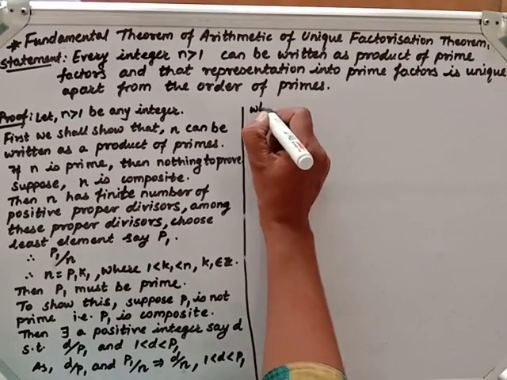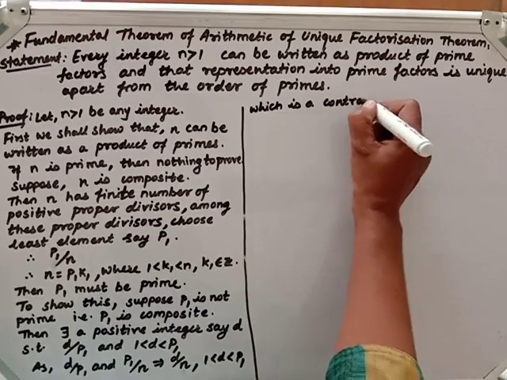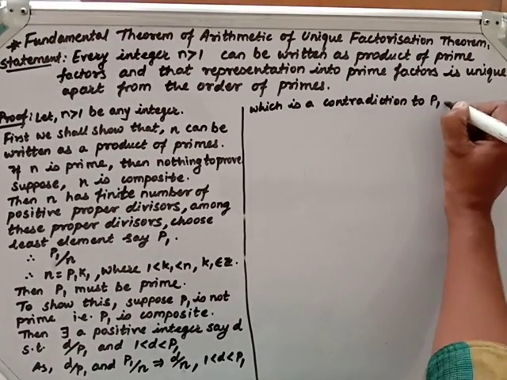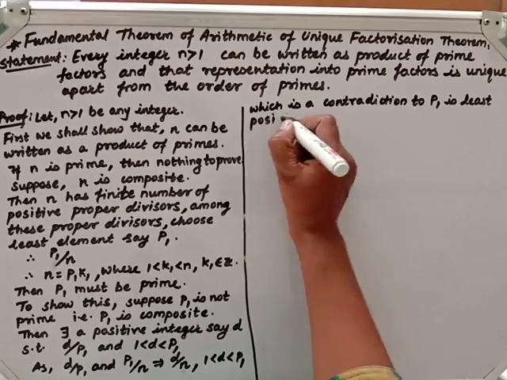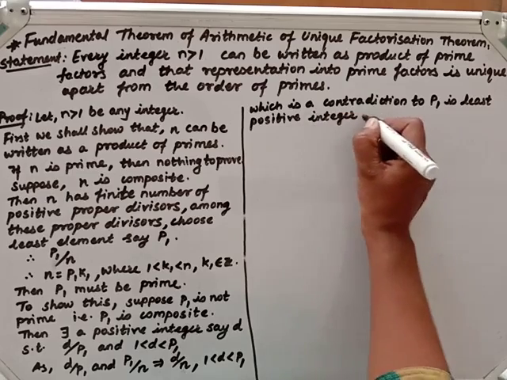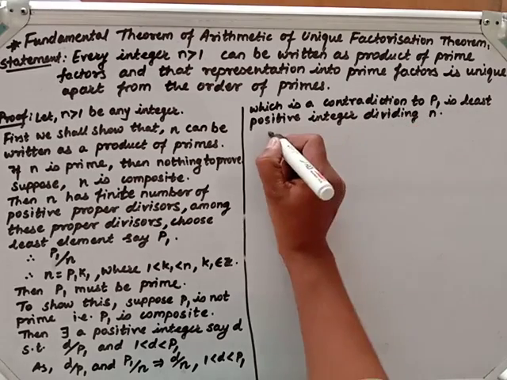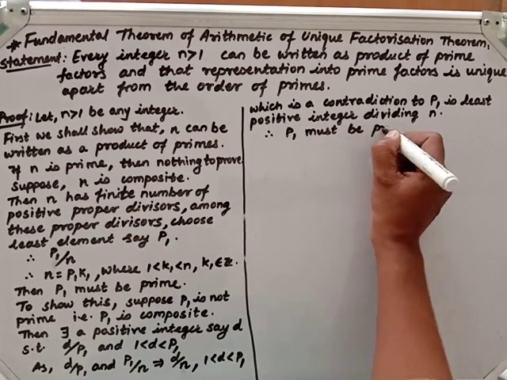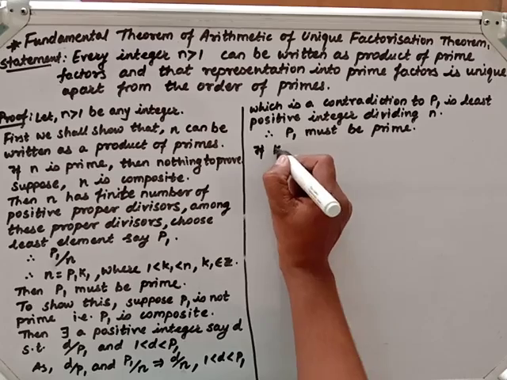So this is a contradiction to P1 being the least positive integer dividing n. Therefore, P1 must be prime.